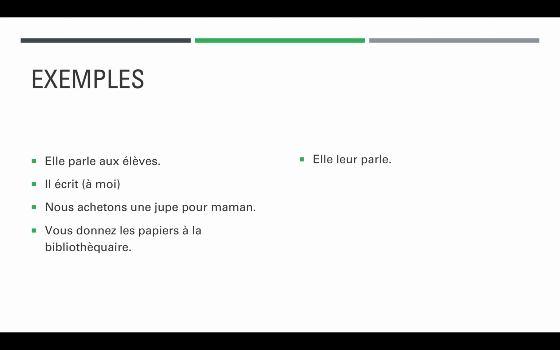Il écrit à moi. He to me writes. So, il m'écrit. Nous achetons une jupe pour maman. We, for her, buy a skirt.